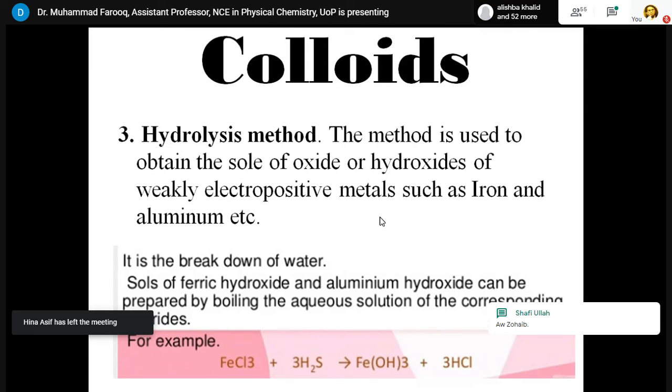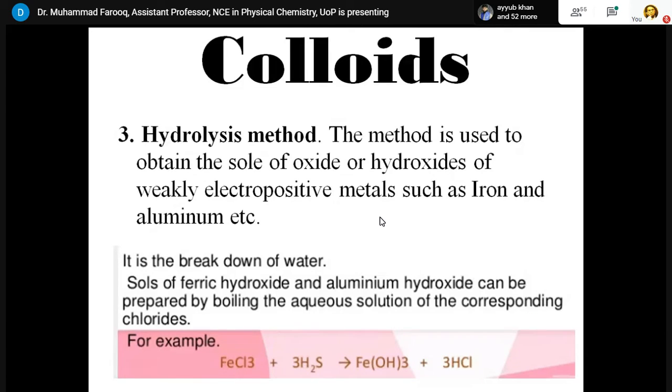This method is used to obtain the sol of oxides or hydroxides of weakly electropositive metals such as iron and aluminum. Then I define what a sol is. A sol is a solution in which the particle size ranges from 1 millimicron to 1 micron. If the size is in the range of 1 millimicron to 1 micron, we call it a sol.